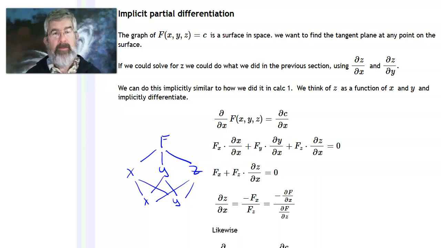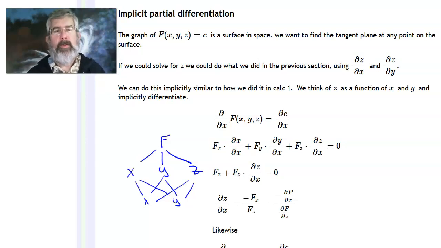Rather than having z as a function of x and y, I'm going to have x, y, and z all mixed together in one equation where it's either impossible or impractical to solve for z explicitly. And yet we still want to think of z as a function of x and y and find tangent planes or whatever, so to be able to use the partial derivatives even though we don't have z explicitly written as a function of x and y.